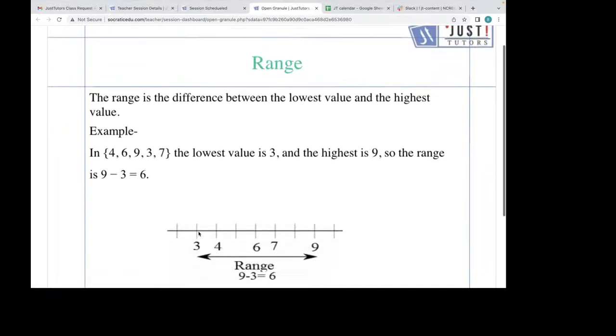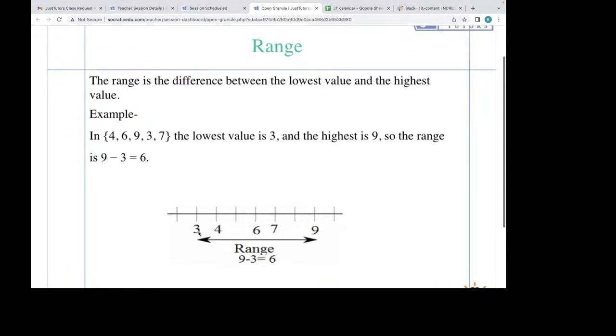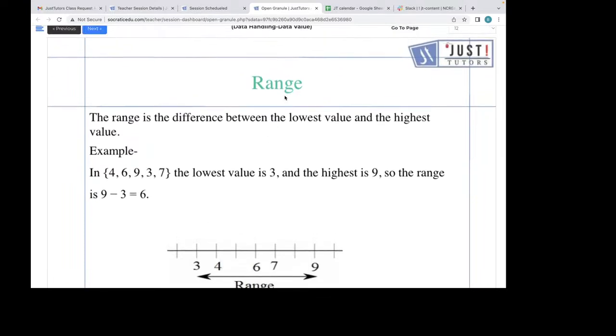Now range, the last one is range. So how to find the range and what is range? The range is the difference between the lowest value and the highest value. In a set of data, the difference of the lowest value and the highest value is the range of that data. For example, in 4, 6, 9, 3, 7 the lowest value is 3, the highest value is 9.